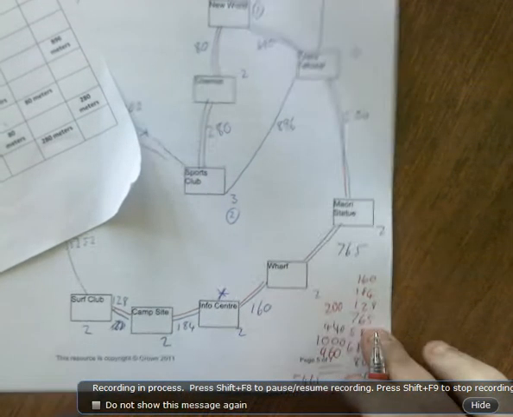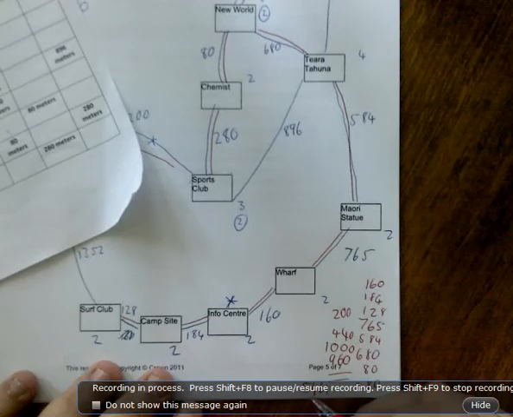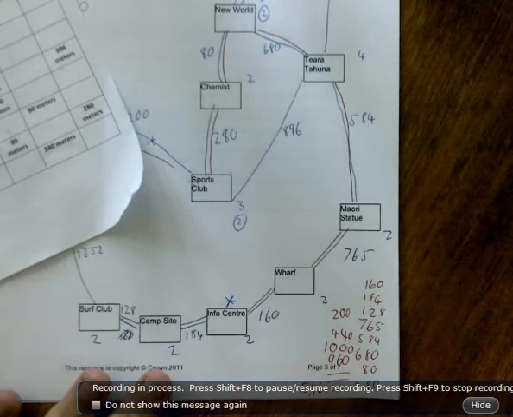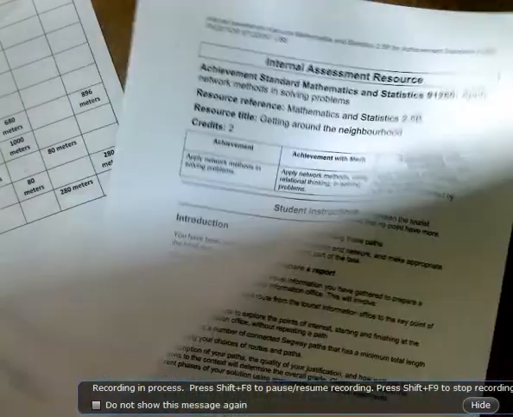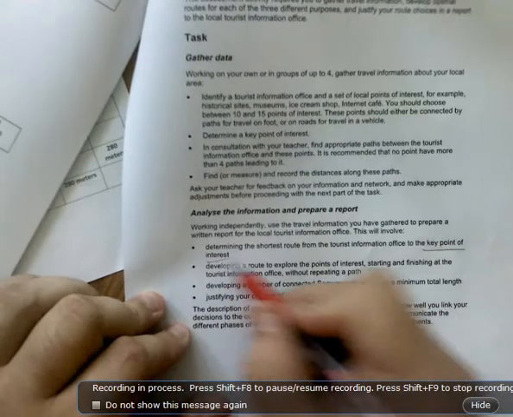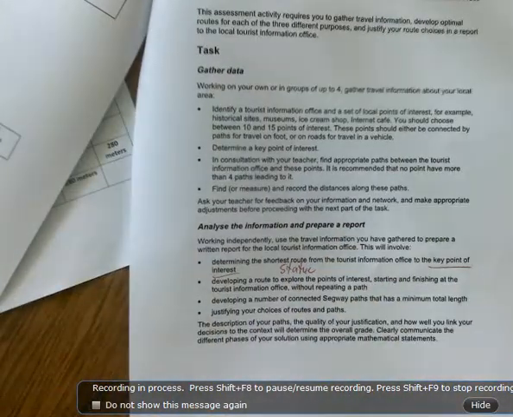Right, so that gives you a total answer of 5,461 meters. If you check this at home, check you got the same number. So that was the last question on this page. In here it also asked you to find the shortest route from the information office to a key point of interest. And I said the interest point was going to be the statue. So obviously that's the shortest path question.